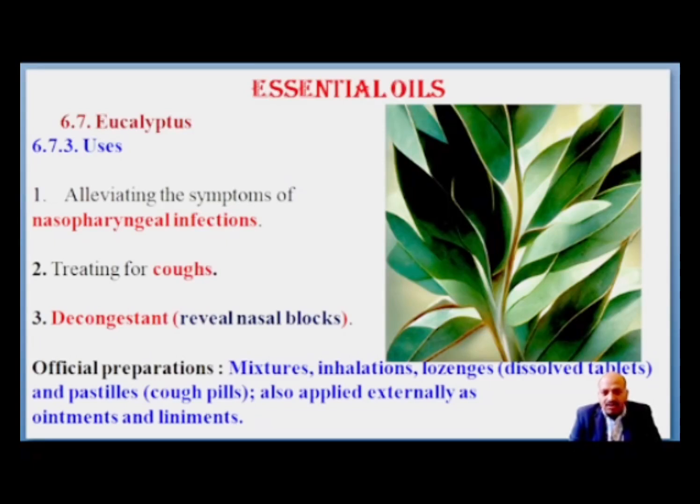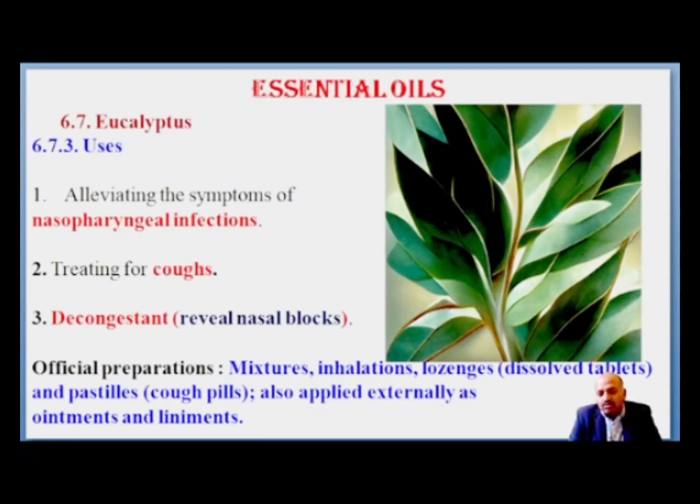So mainly the eucalyptus oil is used as a medicine for nasopharyngeal infections, and also as a treatment for coughs and colds, and it is also used as a decongestant, that is, relief from nasal blocks. So this is about the uses of this eucalyptus oil.